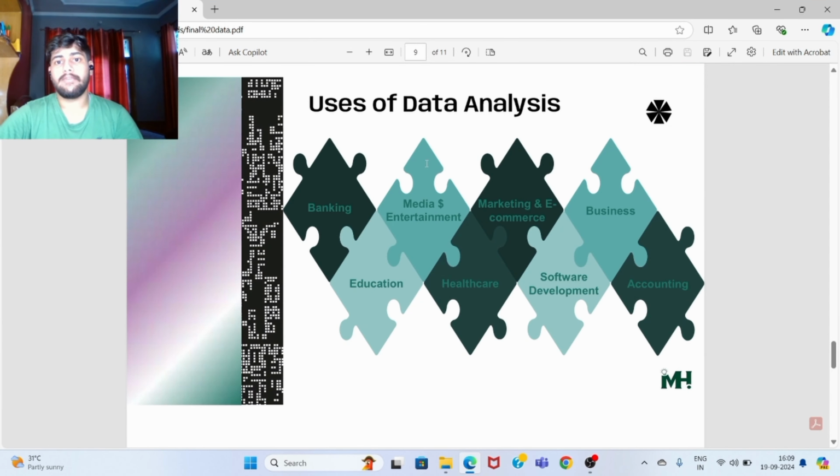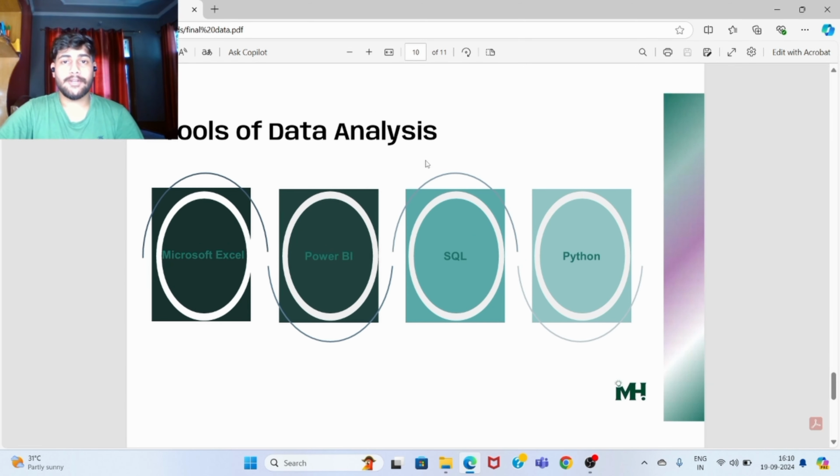So, what are the uses of data analysis? Data analysis is used in banking, education, media, entertainment, healthcare, marketing, e-commerce, software development, businesses, and accounting. Tools for data analysis: Microsoft Excel, Power BI, SQL, and Python. These are the tools for data analysis, and we will start from Microsoft Excel, from very basic to advanced. As I told you earlier, a person coming from a non-tech background can also start learning data analysis from the very basics, as we are teaching from basic to advanced.